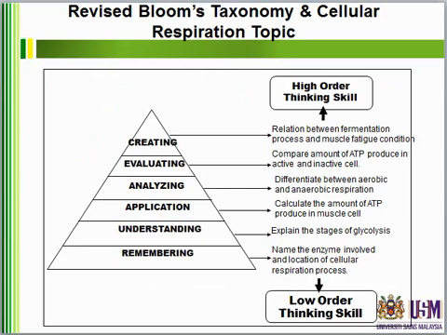When we look at the revised Bloom's taxonomy and the cellular respiration topic, they go hand in hand, from remembering to the higher order thinking skill of creating. The lower order thinking skills for the cellular respiration topic are like naming the enzymes involved and the location of the cellular respiration process, going on to explaining and calculating. But for higher order thinking, they need to differentiate and compare, and also create the relationship between the fermentation process and the muscle fatigue condition.